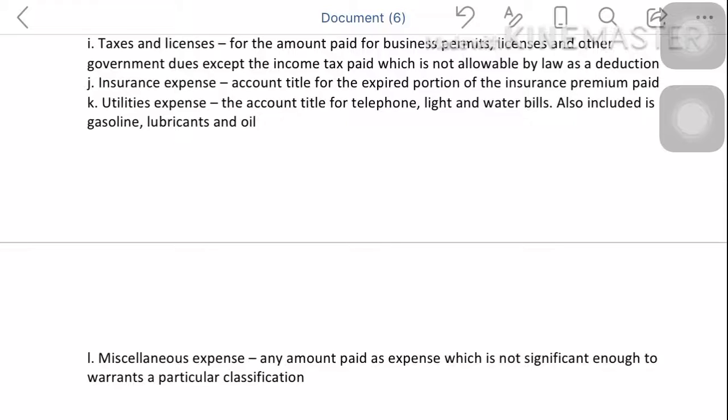So, last is the miscellaneous expense. Any amount paid as expense which is not significant enough to warrant a particular classification. So, kana siya is an income statement account for expense items that are too insignificant to have their own separate general ledger accounts.